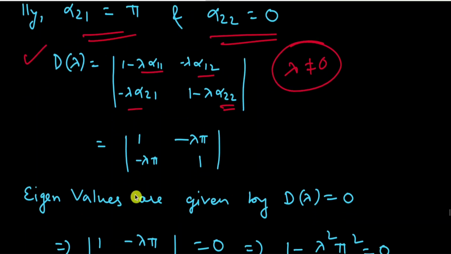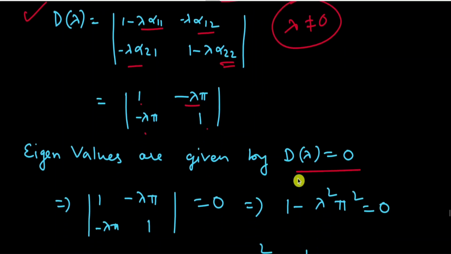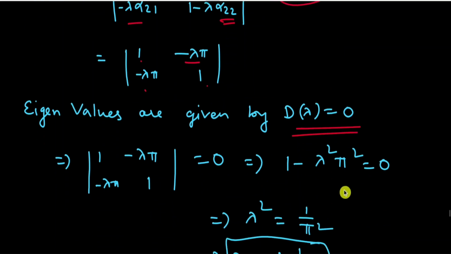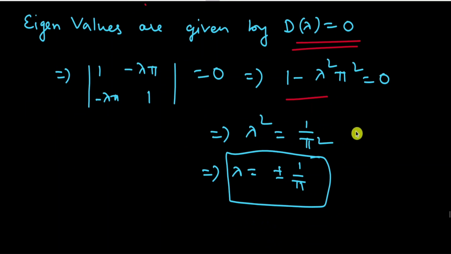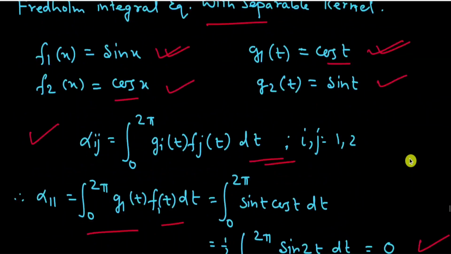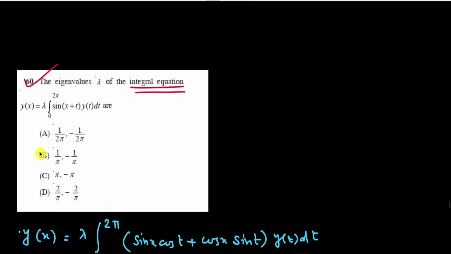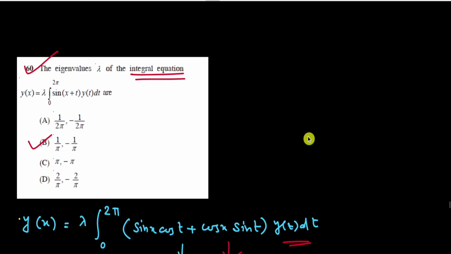So this is equal to 1, we put the value of alpha 11, alpha 22 and the value of alpha. So this gives 1 minus lambda alpha lambda pi minus lambda by n1, and the eigenvalues are given by determinant d lambda equal to 0. So d lambda equal to 0 implies 1 minus lambda square pi square equal to 0. So lambda square equal to 1 by pi square. So this gives lambda equal to plus minus 1 by pi. Therefore the eigenvalues of the Fredholm integral equation, question number 60, are 1 by pi and minus 1 by pi. This is the correct answer, option number B.